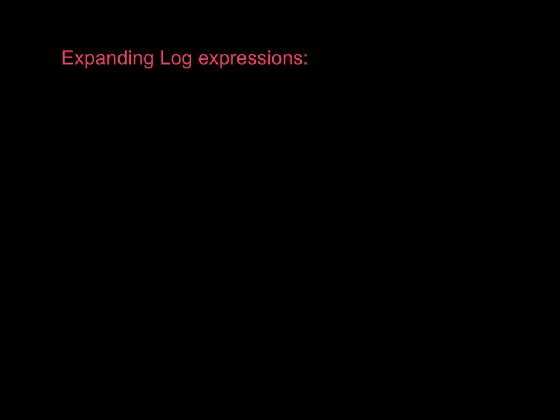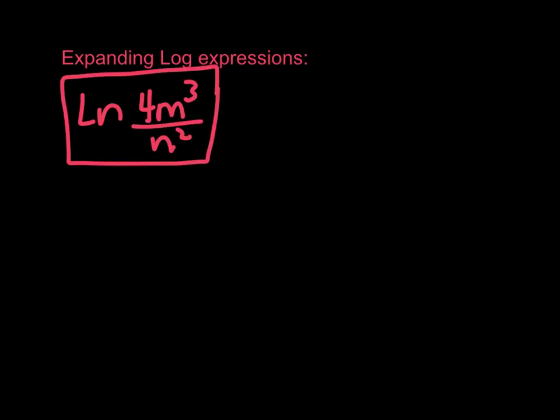If I want to expand log expressions, let's say, for example, I'm going to expand natural log of 4m cubed over n squared. Anything that is in the numerator has to have a positive sign in front of it because it's multiplication. Anything in the denominator has to have a subtraction sign. So there are 3 different items that I have to expand.